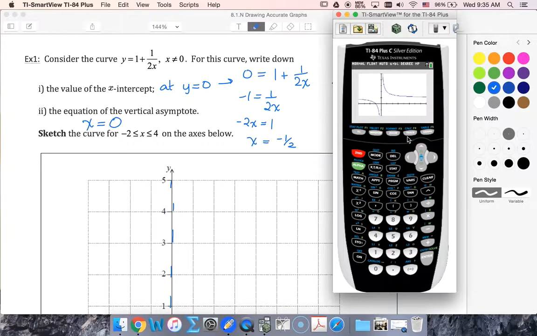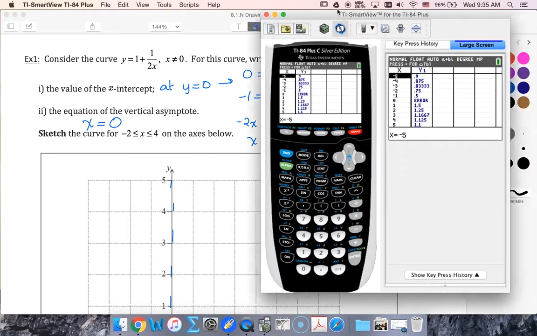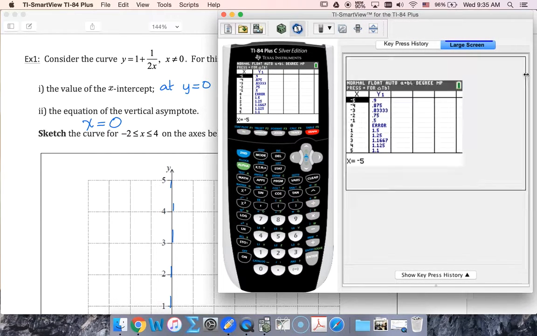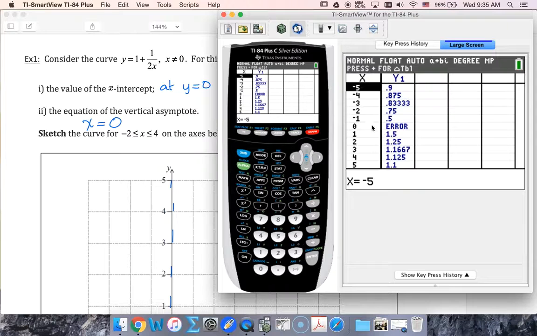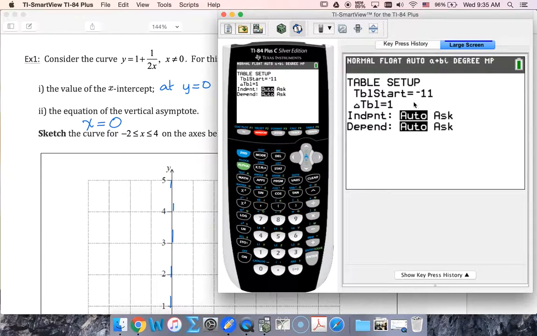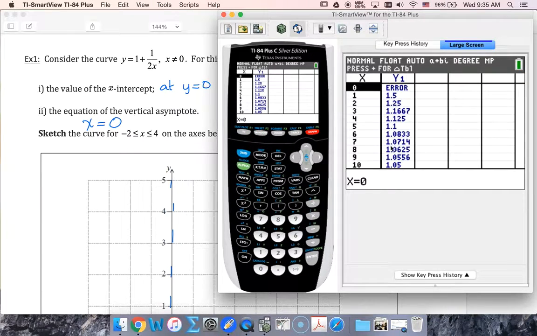So let's look at our table of values. We can see that when x equals 0, we have error over here. Well, that's telling me where my vertical asymptote is. So x equals 0 error tells me my vertical asymptote. Looking at my y values, I'm getting closer and closer to 1, but not actually hitting 1. Remember, if I want to jump down quickly in my table, I can go second window, and now I can say start my table at 0. And now I can look as I go up, I'm getting closer and closer to 1 from the positive side.